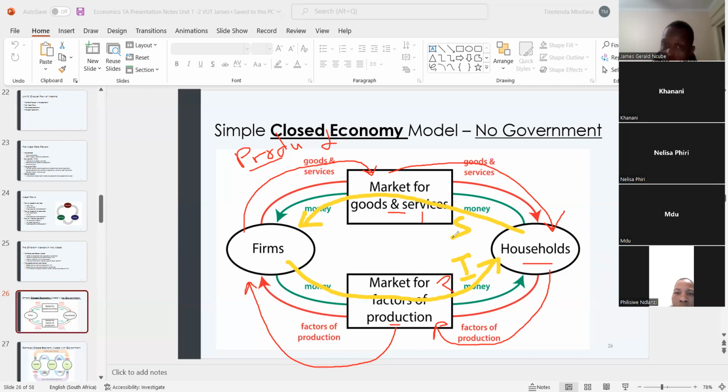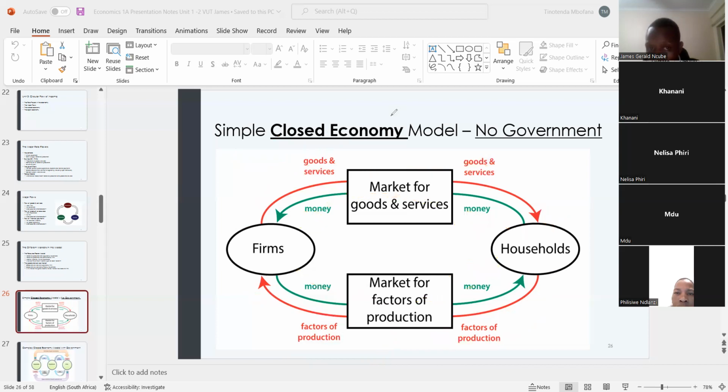We've got the production flow, which uses the factors of production and produces goods and services. Then we've got the income flow from the firms to the households, where you are paying for the production that has happened. And we've got the spending flow from the households to the firms, where you are now consuming the goods and services that were produced. That is the simple closed economy model. But we said it's simple and closed. Let's make it more complicated. What if we introduce the government?